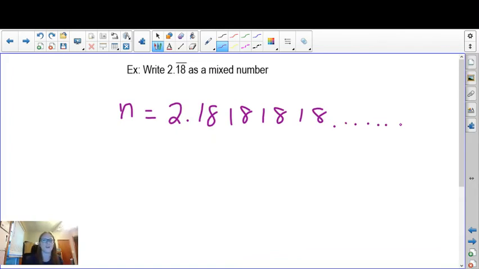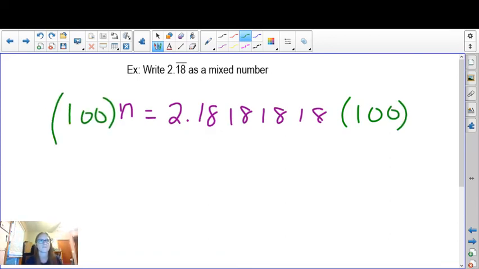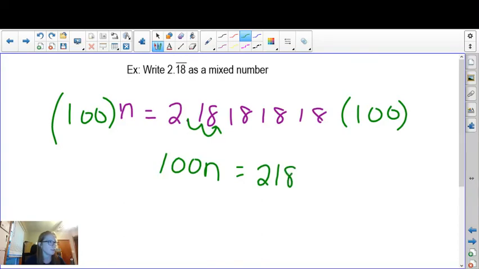Now, because I have 2 numbers that repeat, instead of multiplying by 10, I'm going to multiply both sides by 100. Remember, we talked about that when we started the other problem. This gives me 100n is equal to, well, if 10 moved it over 1 place, 100 moves it over 2 places. So 218.12.